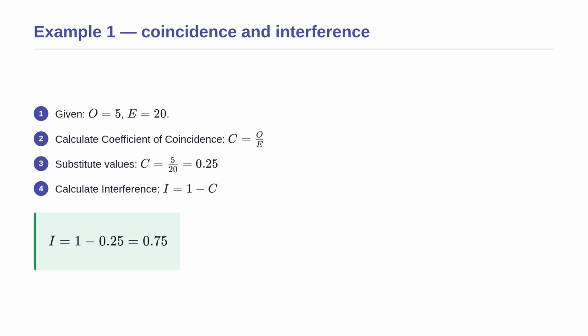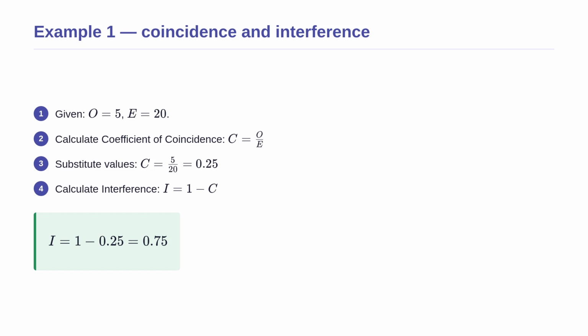Continuing with our example, the geneticist counts the offspring and observes exactly 5 double crossover individuals in the lab. We need to calculate the coefficient of coincidence and the interference. We take the actual observed number, which is 5, and divide it by our calculated expected number, which is 20. This division yields a coefficient of coincidence of 0.25.